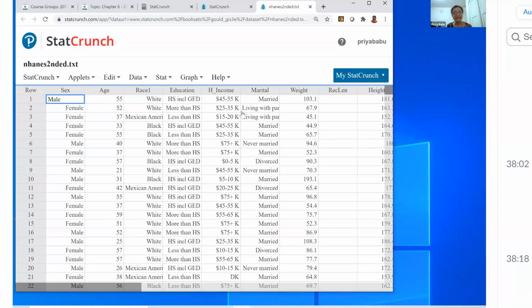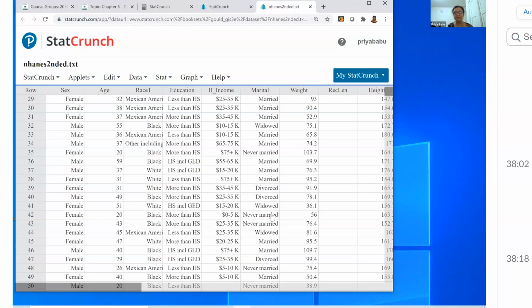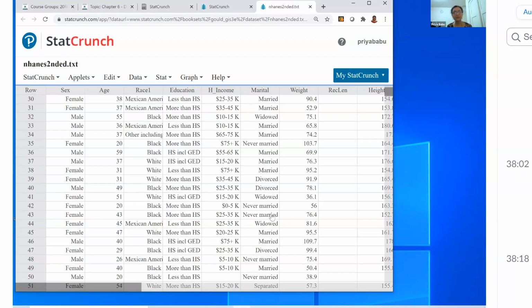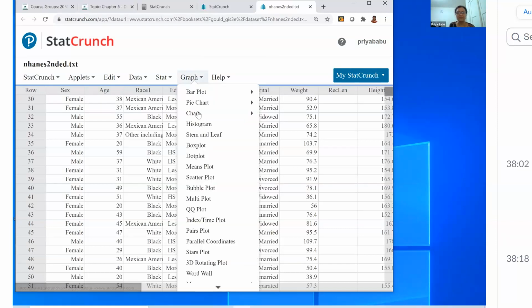Data has been collected on age, race, education, weight. So there are some categorical variables and some numerical variables. We are working only with numerical variables. The empirical rule applies only for numerical variables, because we are talking about mean and standard deviation. So first you're going to create a histogram.